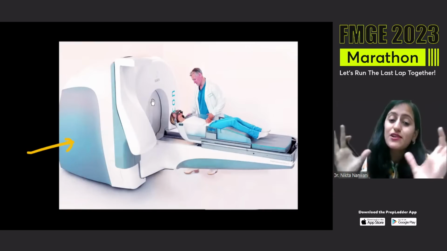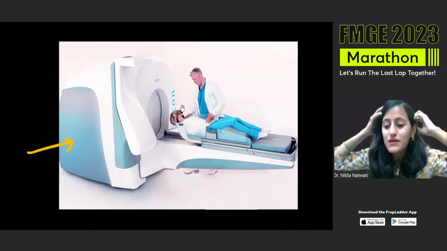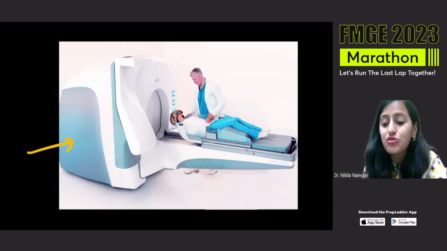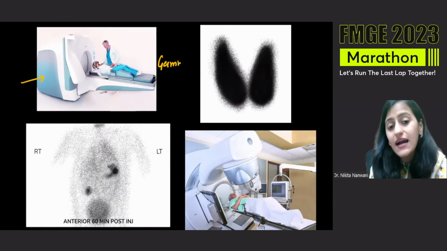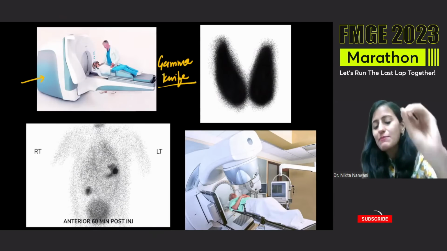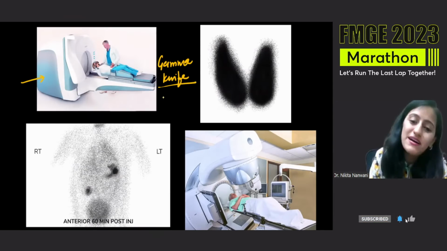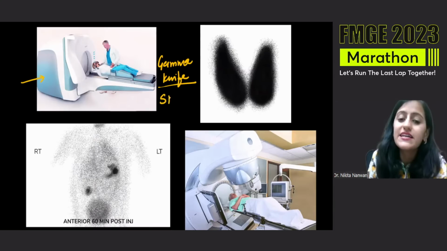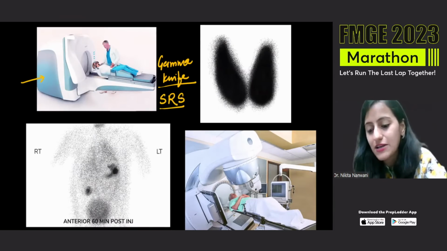So where you have this closed door sort of thing, and there is a coil, a frame sort of thing that we are using. This is the treatment part, and this comes under gamma knife. Okay, this is gamma knife. What is gamma knife? Very good, Meet, correct. It is gamma knife, which is a stereotactic radiosurgery. Okay, it is stereotactic radiosurgery.